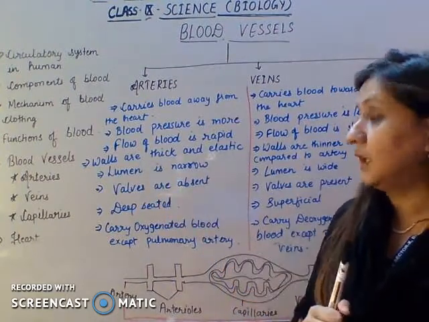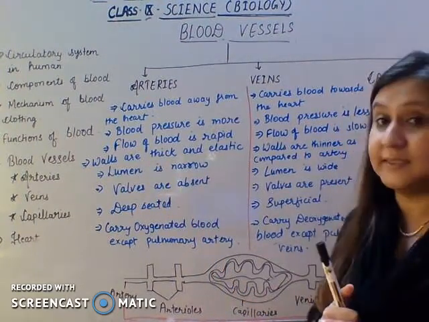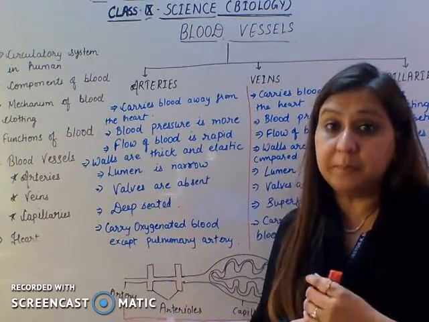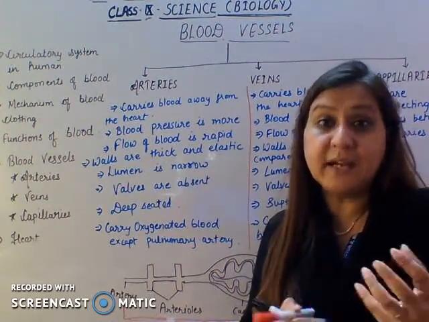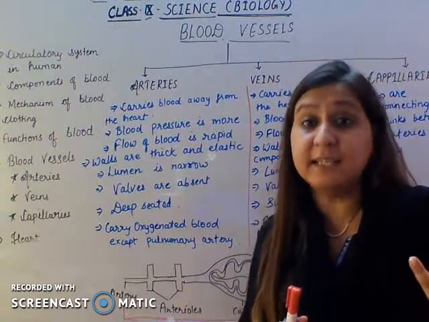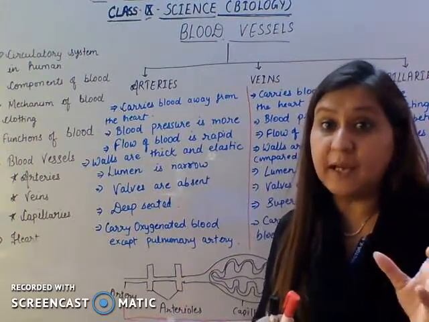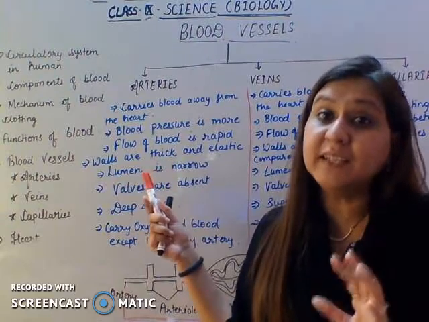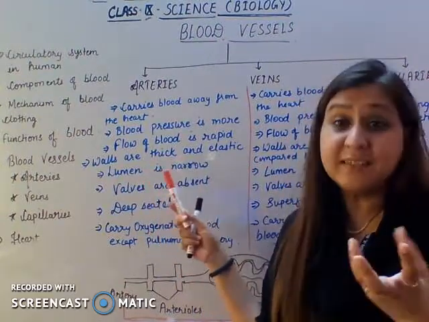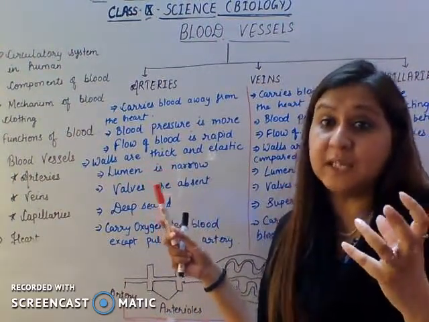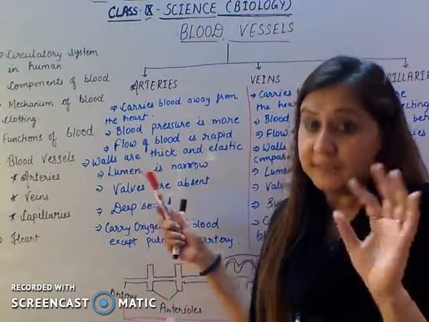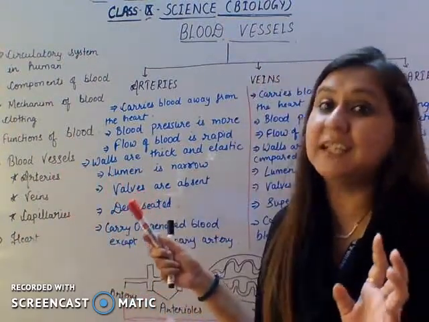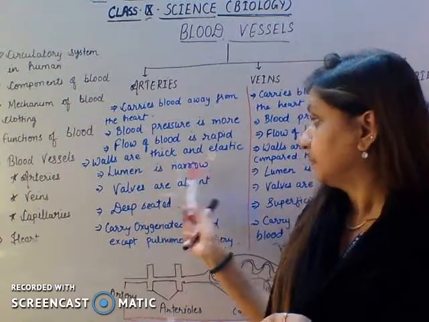Next, walls of these arteries are thick and elastic because they have to maintain that pressure, as the blood is coming from the heart. Definitely it is in high pressure. That's why the walls of these arteries are very thick. Otherwise it would get ruptured because it carries very high pressure of blood. That's why the walls of these arteries are always thick and elastic.